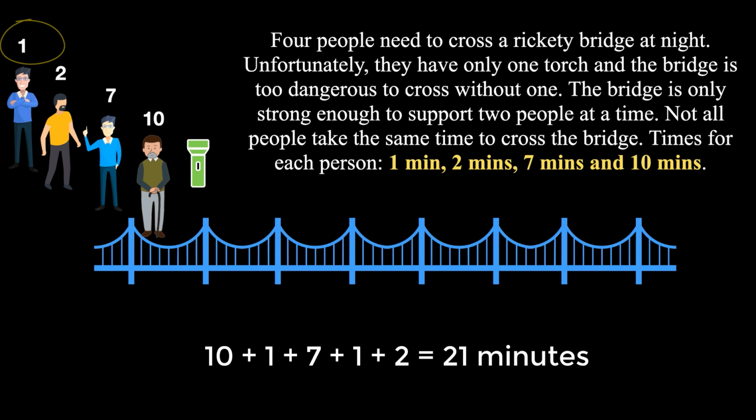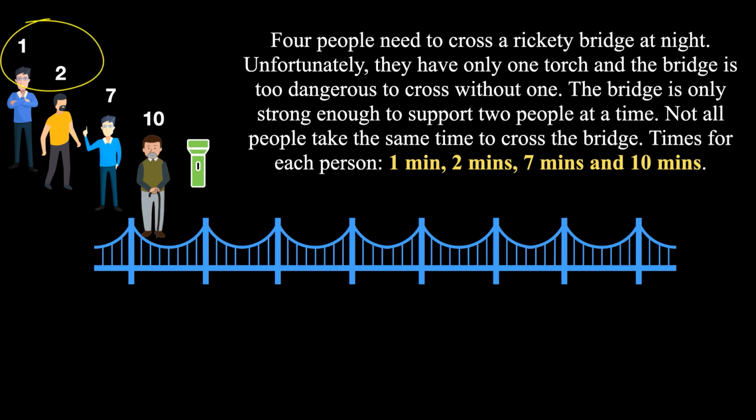If you pay attention towards finding a way to merge the one taking 7 minutes and the one taking 10 minutes, we will have to acknowledge the fact that one of them will also have to return back, which will take much more time than 21 minutes. What if we use the person taking 2 minutes to escort the one taking 1 minute across?